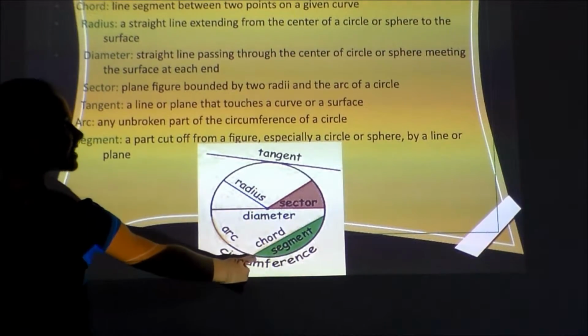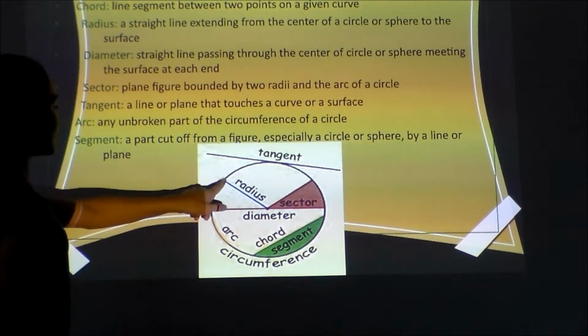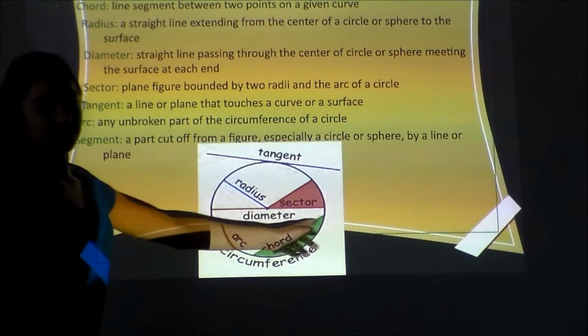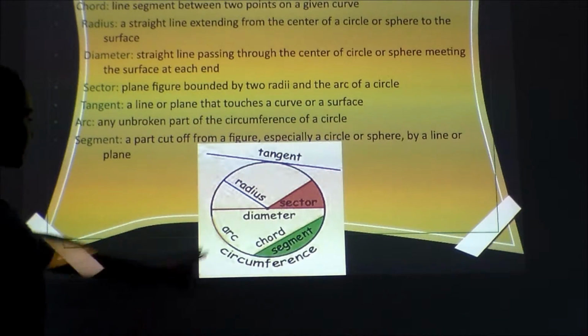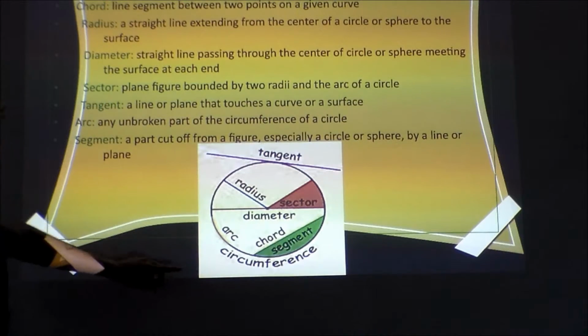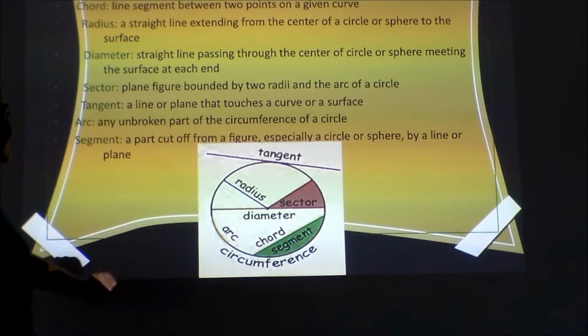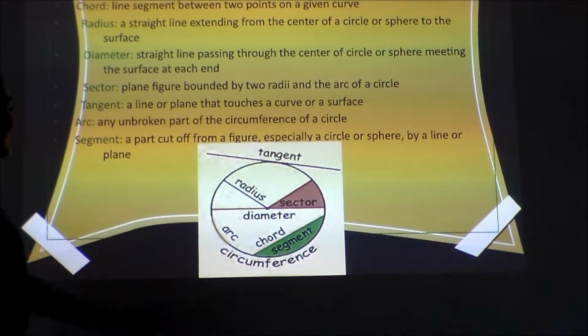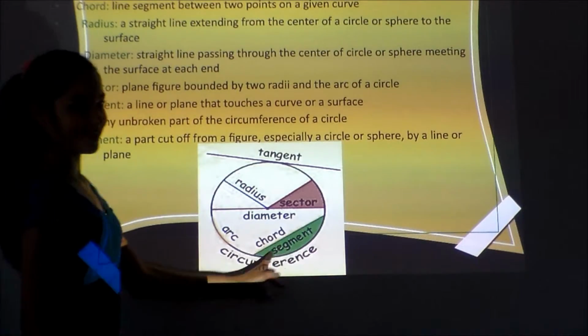this one. The radius is this. The diameter is what the arrow shows, the distance across. A sector is a segment of the circle. A tangent is a line. An arc is part of the circle, and a segment.